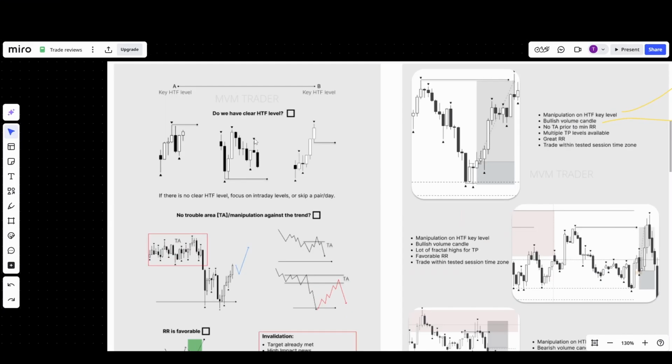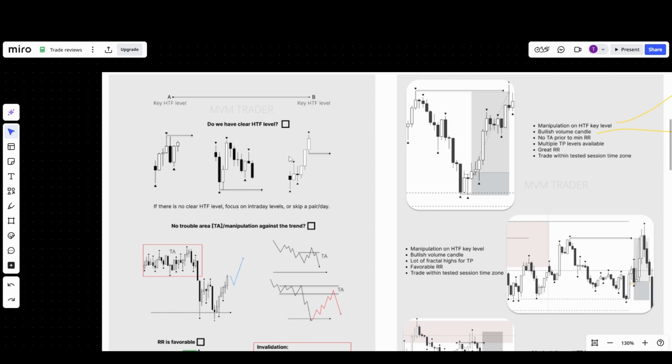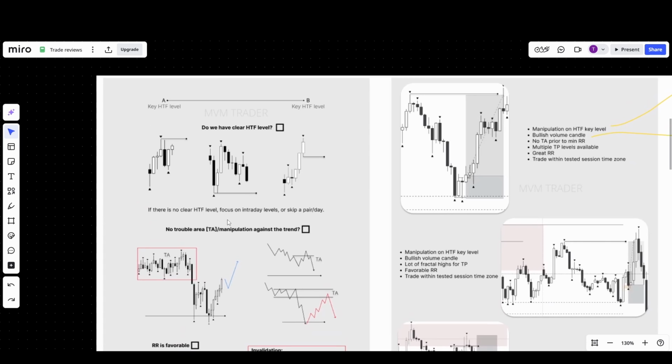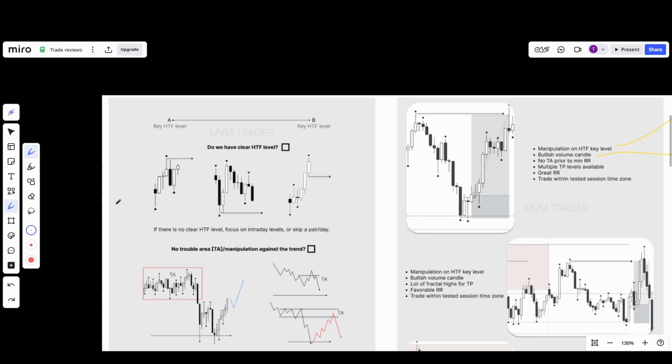So now let's jump into how I basically trade and what I am looking for every single day. If you've been on this channel for quite some time, even if you haven't, I basically trade based on my MVM system. If you want to know a little more, I've written down some detail about that system in the Discord, so you can check it out. But the most important information is right here.